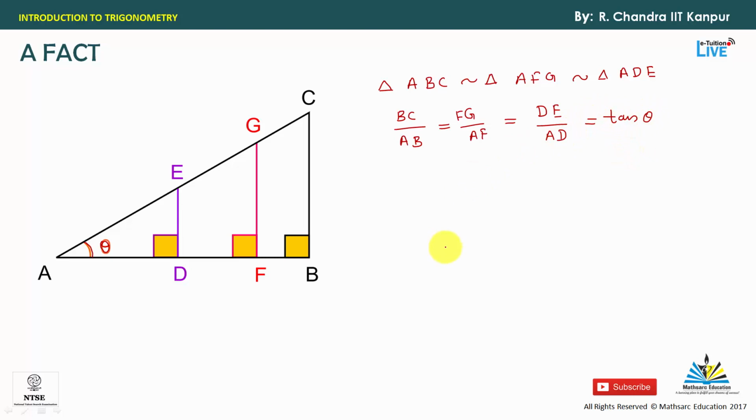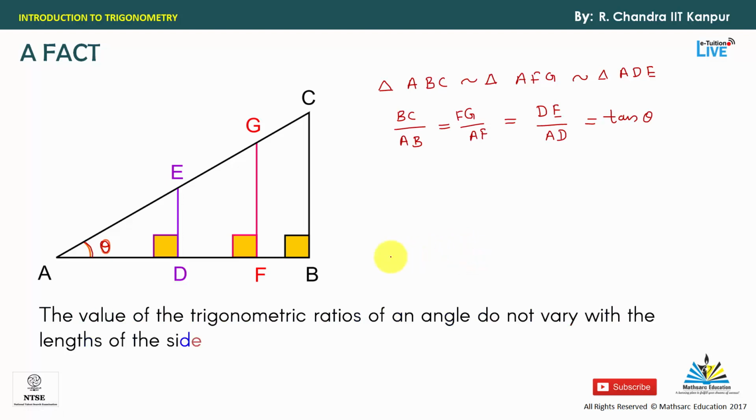So what are you observing here? You can observe one thing: the value of the trigonometric ratio of an angle does not vary with the length of the sides of a triangle if the angle remains the same. As you can see, if theta remains the same, this will not vary with the sides. Tan theta would be the same in all these three similar triangles.